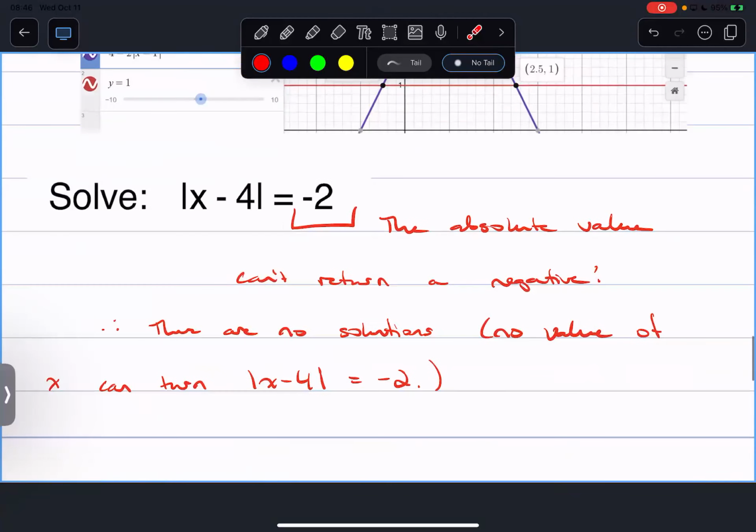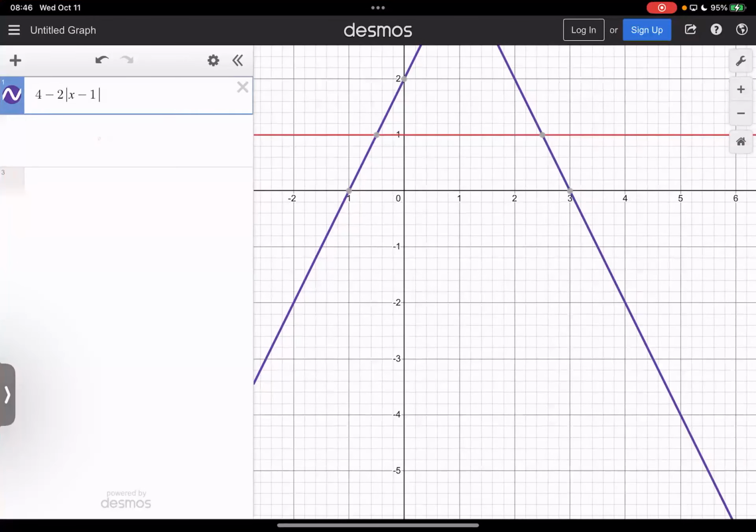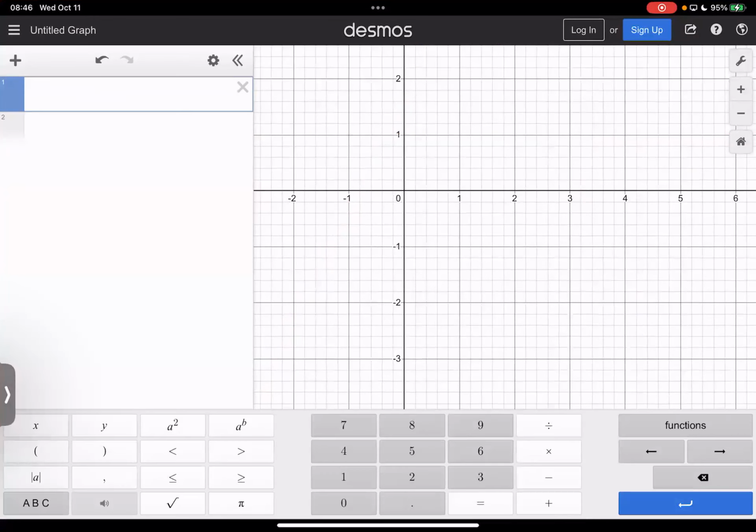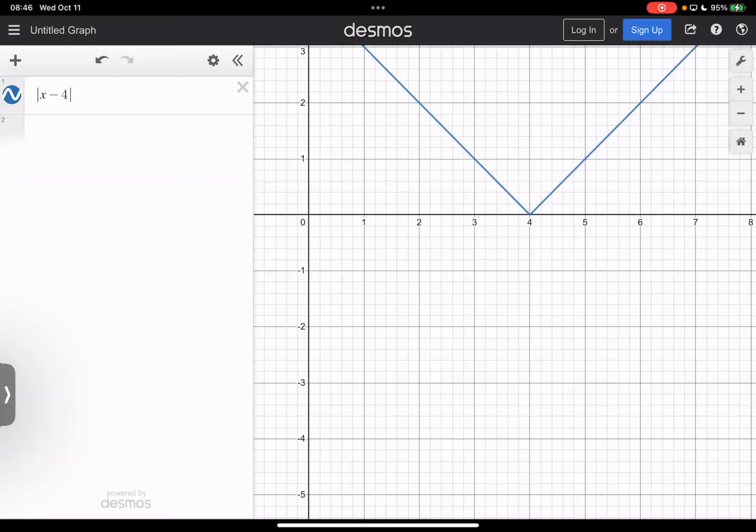What does this look like graphically? Well, I have the absolute value of x minus 4, I think. Nice. Scoot that over. Which I think now that we've worked with transformations, something like the absolute value of x minus 4, we're pretty good at visualizing that, right?